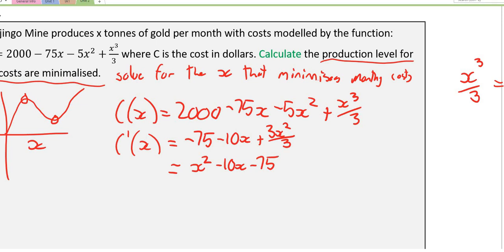We need to find two numbers that multiply to 75, add to negative 10, and... Sorry? It didn't have an x, so it gets dropped when we differentiate. 75 could be 1 and 75, 3 and 25, 5 and 15. And looking at that, we can get to negative 10 from 5 and 15. Positive 5, negative 15.